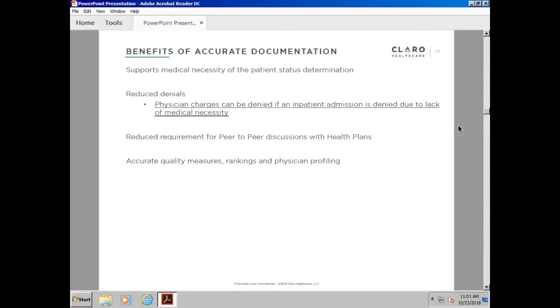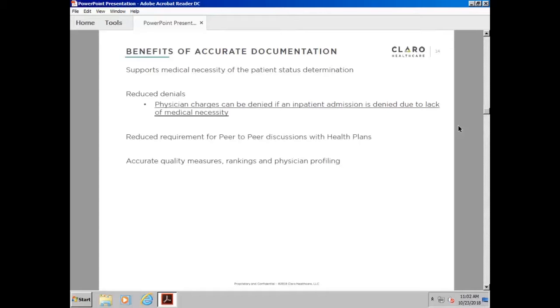Accurate quality measures too, our rankings of our hospital and the physician. When we're reporting inaccuracies, it's usually in the documentation that we see. When our profiles are inaccurate, it's the documentation, because we take good care of the patient. And when it's inaccurate, we're like, no, we do a good job here. It's usually the documentation that's deficient that we're seeing.